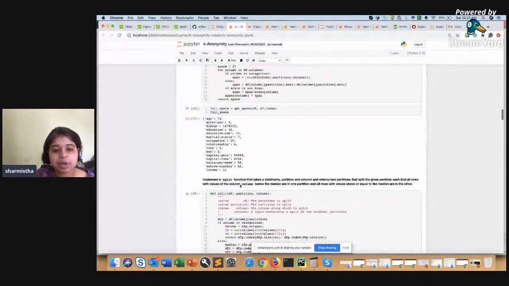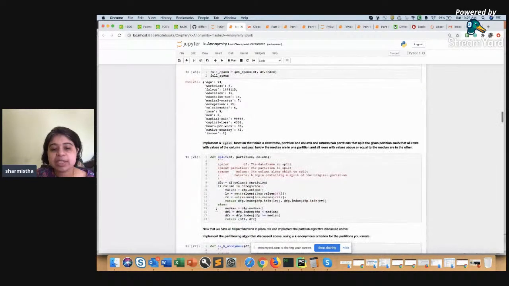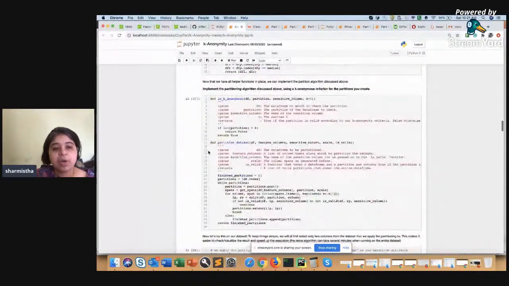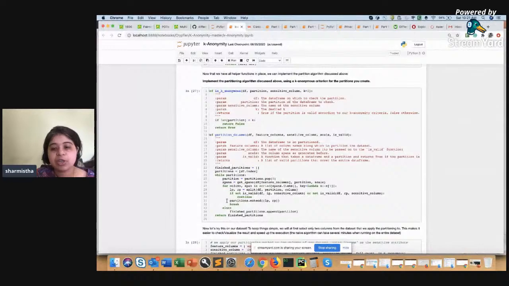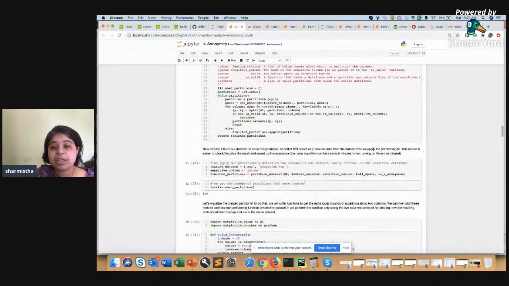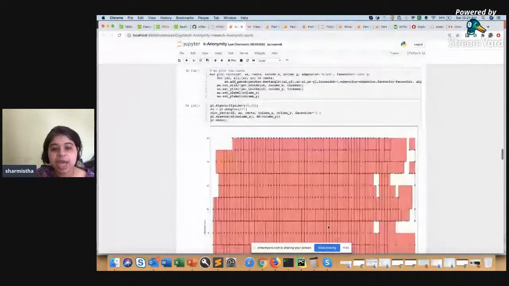So K anonymization means I will create partitions. This is the function that does the partitioning. The links are all shared. You will get access to this. These are all open source. So I have to partition my data set in such a way that I don't disclose my actual age or my actual capital loss or capital gain. That would be partitioned in terms of classes. So I apply an algorithm to partition it into different partitions that hides my actual information.